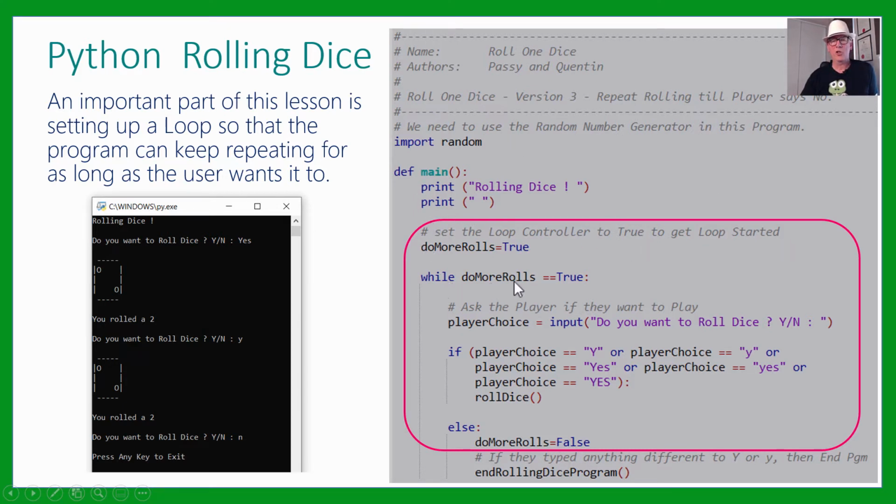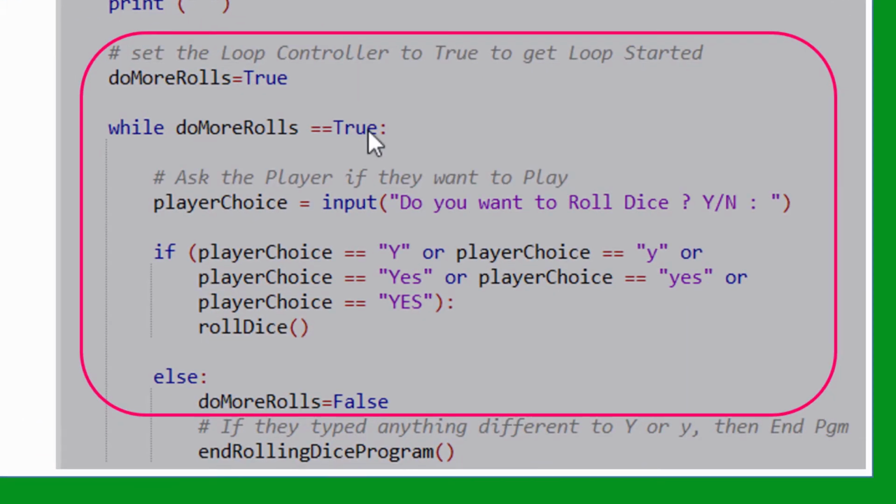So we've got while do more rolls equals true, exactly equal to true with the double equals. So first we have to set up do more rolls equals true so that it triggers the loop going for the first time. And each time it's going to ask the player if they want to play. And we're going to say, do you want to roll dice? Yes or no.